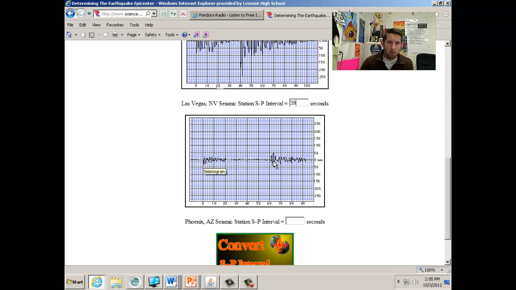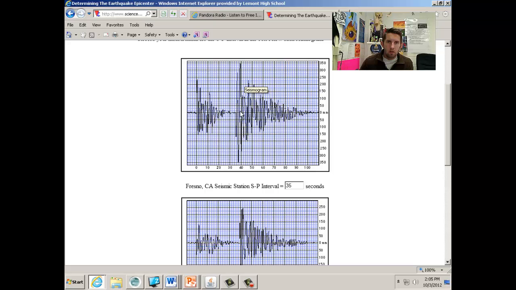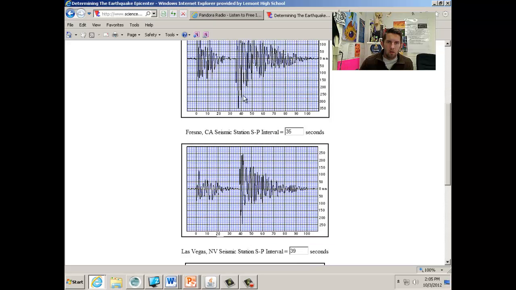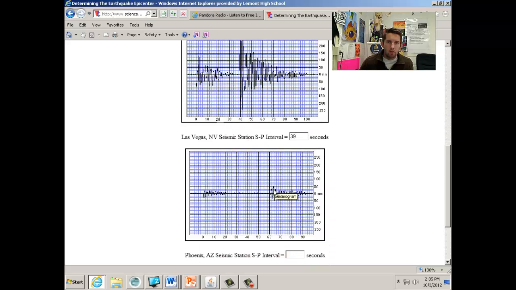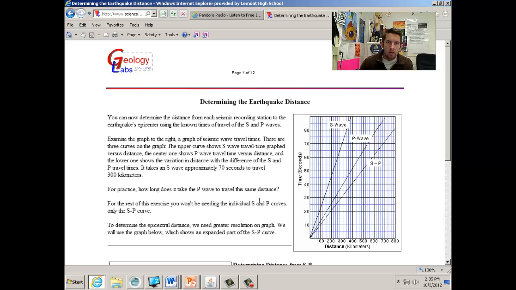Primary wave, secondary wave. Looks like Phoenix is farther apart. Looks like the magnitude is lower. Not as strong in Phoenix as it was. You can see, look at the magnitude in Fresno and Vegas. So, not felt as strongly out in Phoenix. It took 61 seconds to get there. Alright, now we have to convert time into distance.